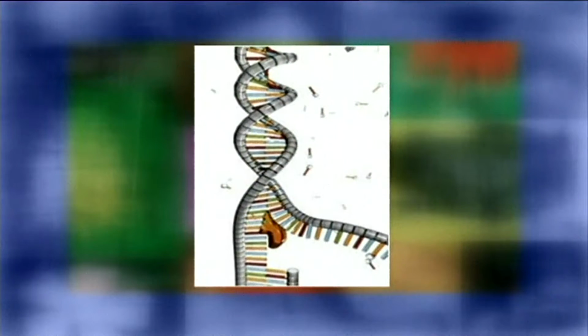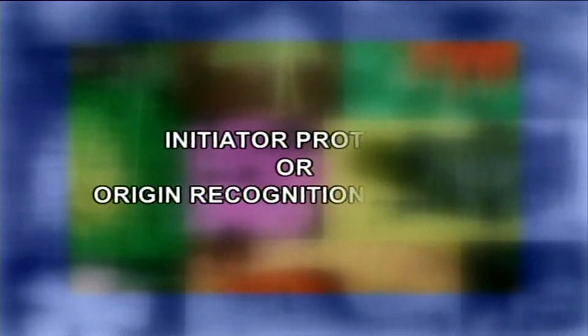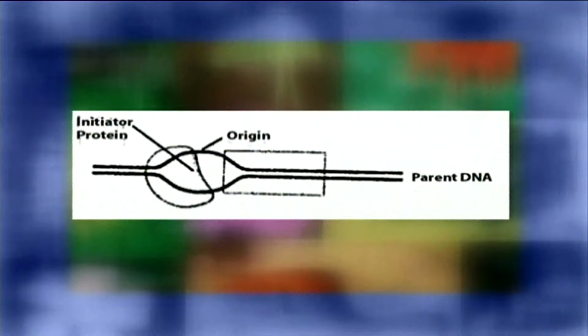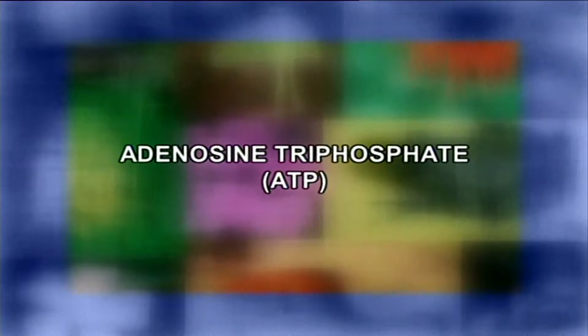Unwinding of DNA. The DNA must unwind to expose the single strands in order to proceed with the replication. The initiator proteins, also called the origin recognition complex, bind to the double-stranded DNA at the origin of replication, which are usually adenine and thymine-rich portions. Initiator proteins slightly unwind the DNA using energy from adenosine triphosphate or ATP. Enzyme helicase continues the unwinding after being attached to the unwound DNA.